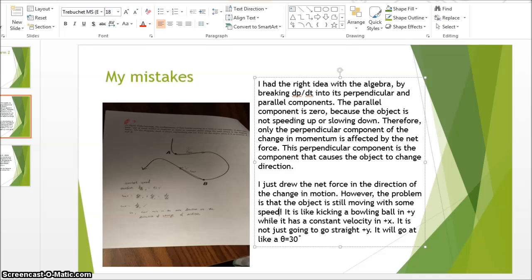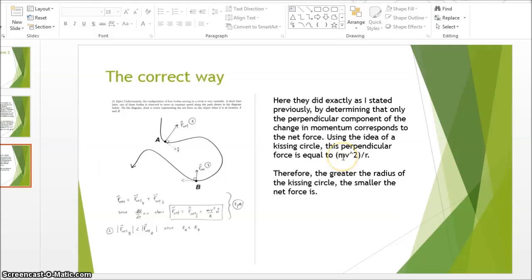It will change it, but it's going to change it along the kissing circle. That's what we call it. So if we go down here to the correct way that they've done it, we determine that the perpendicular component of the change in momentum corresponds to the net force. Using the idea of a kissing circle, this perpendicular force is equal to mv squared over r. Because we have a circle, that kissing circle, we then only have the perpendicular component of the change in momentum, which is also equal to the net force, which they have written right here. F net perpendicular is equal to mv squared over r.